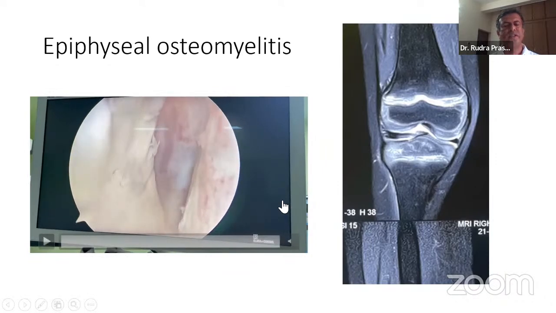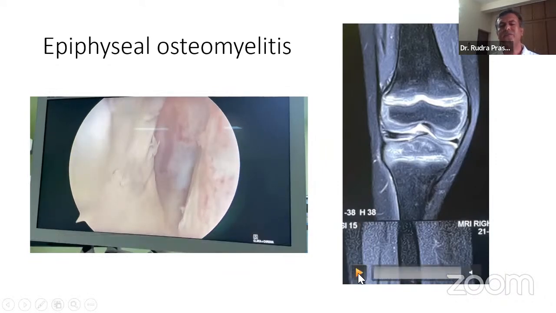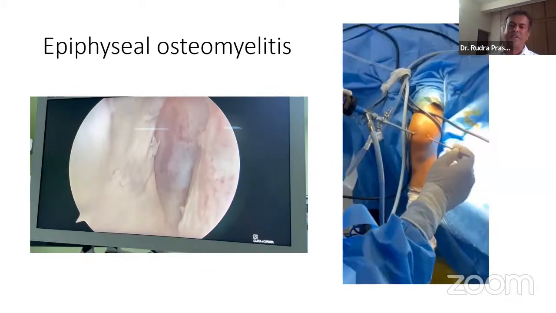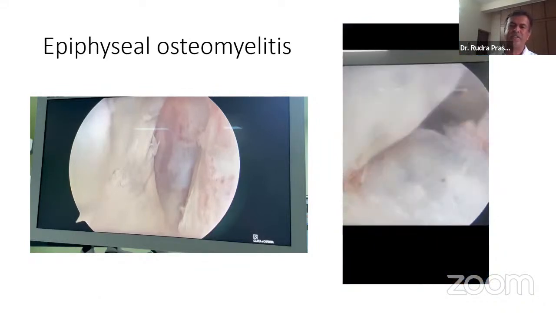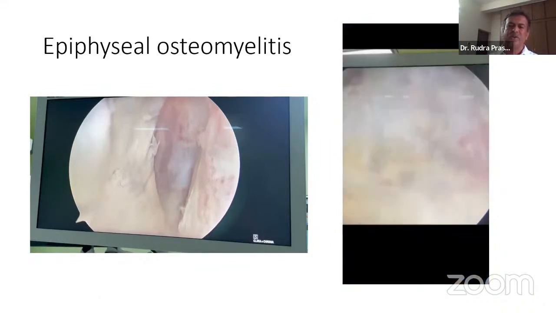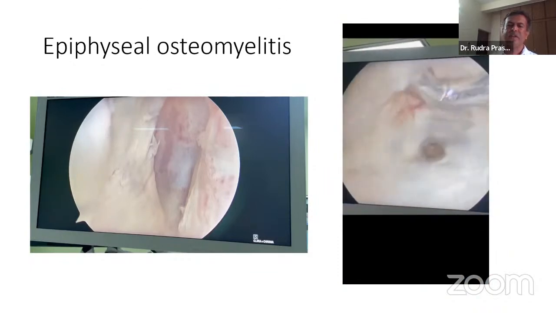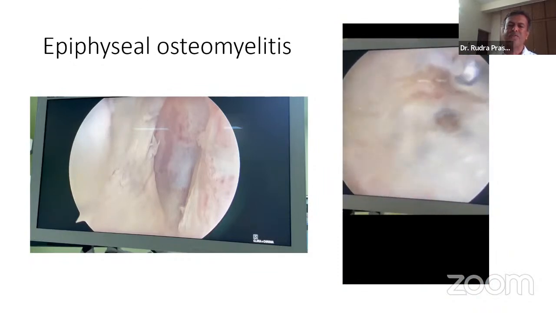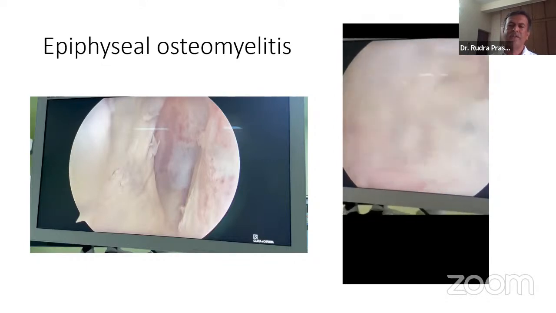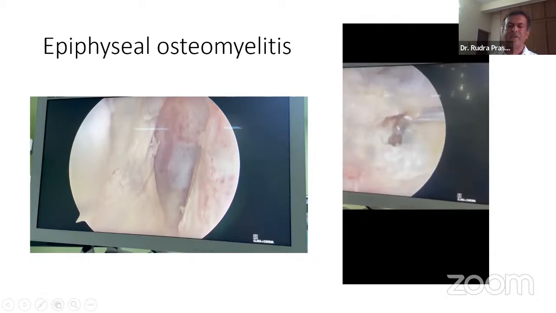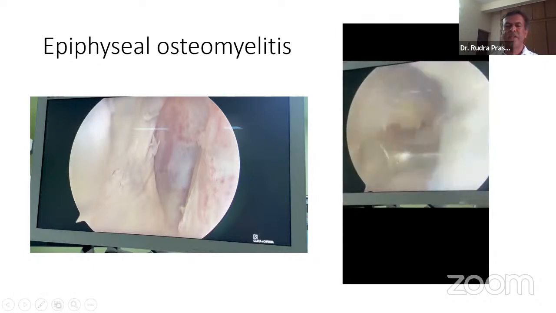There was a lesion from the epiphysis, coming out of the epiphyseal region and entering the joint, causing the septic arthritis. In this video, you can see this is in front of the ACL, and just on the lateral condyle, you can see a small opening where the infection was leaking into the joint and in turn causing the septic arthritis. So these things can happen.